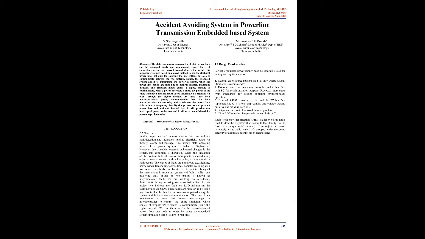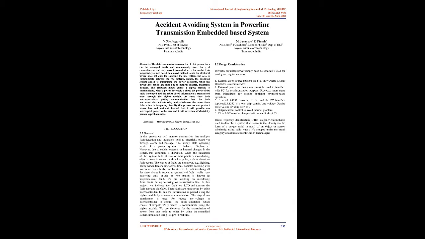Introduction. 1.1 General. In this project we will monitor transmission line multiple fault detection and indication sent to the electricity board via alarm and message. The steady state operating mode of a power system is balanced three-phase AC. However, due to sudden external or internal changes in the system, this condition is disrupted. When the insulation of the system fails at one or more points or a conducting object comes in contact with a live point, a short circuit or fault occurs.